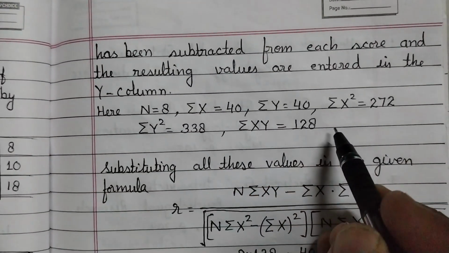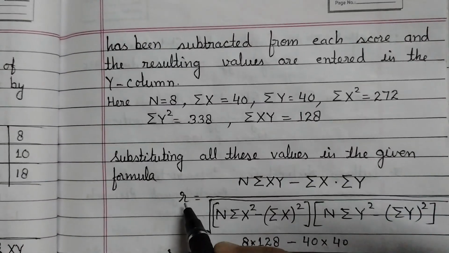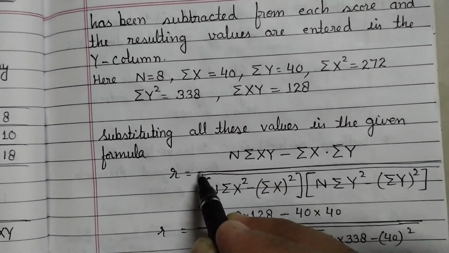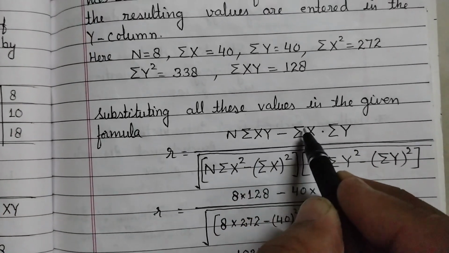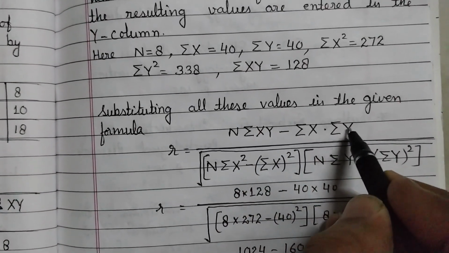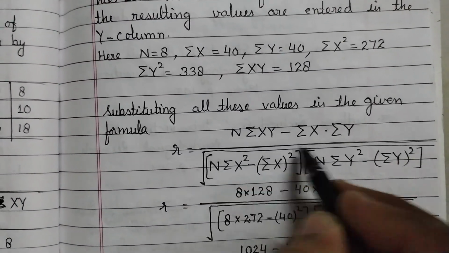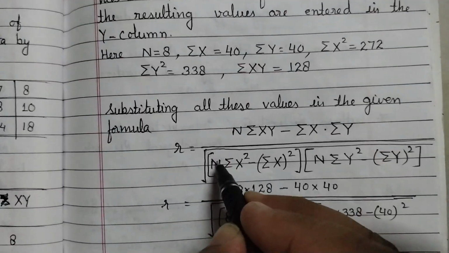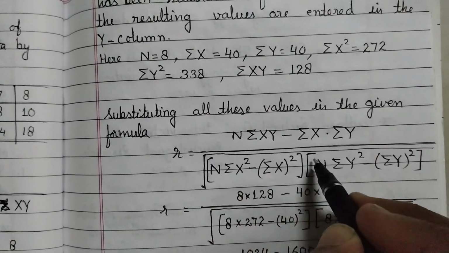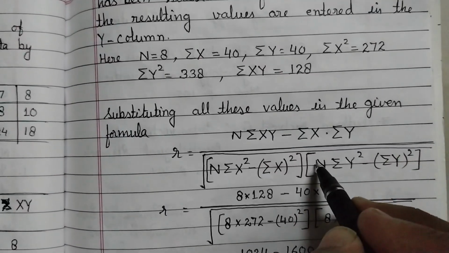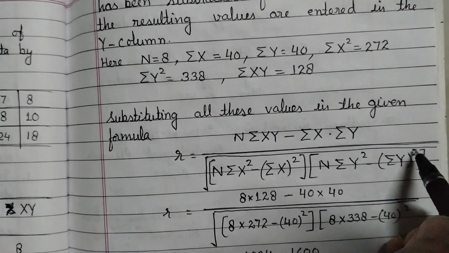Substituting all these values in the equation of correlation, the equation is r is equal to n summation xy minus summation x multiplied by summation y, over the square root of, within one bracket n summation x square minus summation x whole square, and another bracket n summation y square minus summation y whole square.